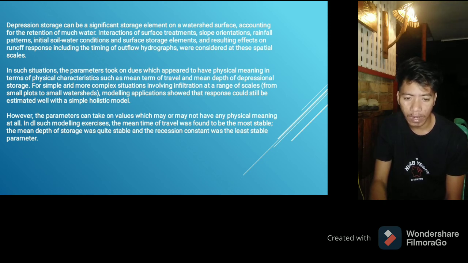For example, for a simple area and a more complex situation involving infiltration at a range of scales, from small plot to small watershed, modeling applications showed that response could still be estimated well with a simple holistic model. However, the parameters can take on values which may not have any physical meaning at all. In such modeling exercises, the mean time of travel was found to be the most suitable, the mean depth of storage was quite stable, and the recession constant was the least stable parameter.